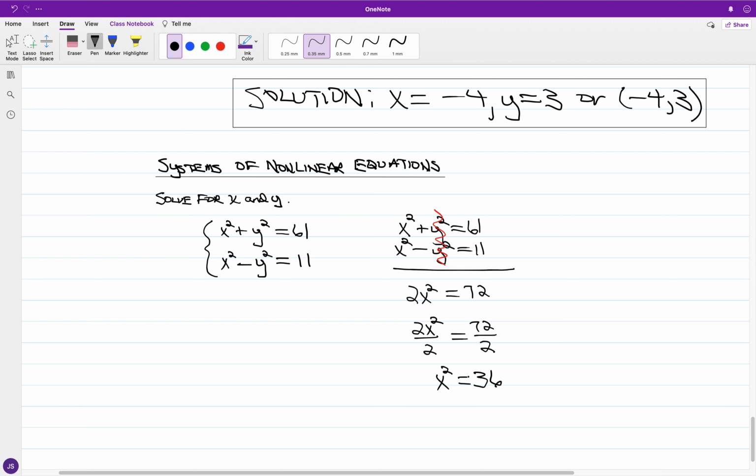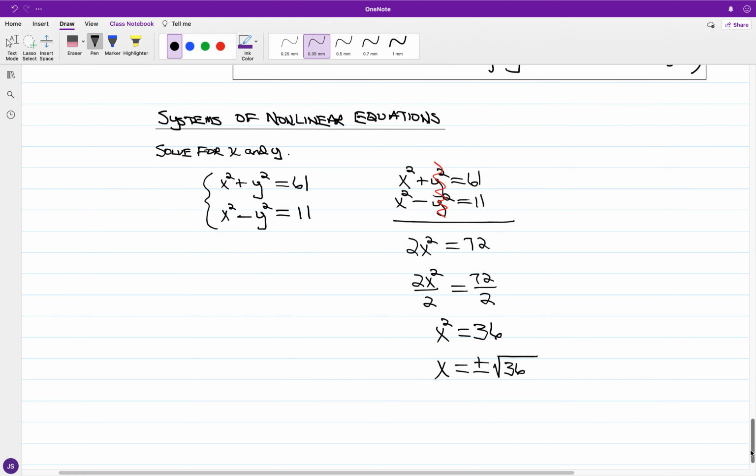So I got a quadratic equation, and you can either take the square root property of equality, or you could take this equation and write x squared minus 36 equal to 0 and factor. You have your choice. I'll just go with the square root property of equality. So I'm going to have that x is equal to plus or minus the square root of 36, and we'll have that x is equal to positive or negative 6.